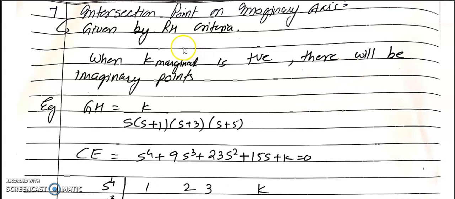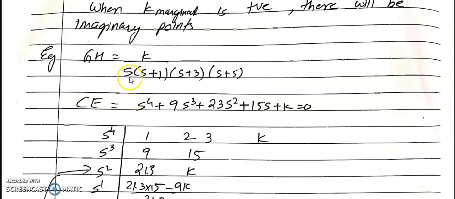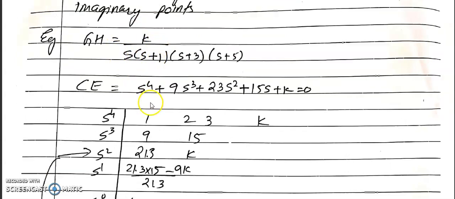So I need to find the intersection point of the root locus with my y-axis. The y-axis is your imaginary axis. So this we know, right? So what do we have to do? We have this G(s)H(s). For this very simple method, we know this method.